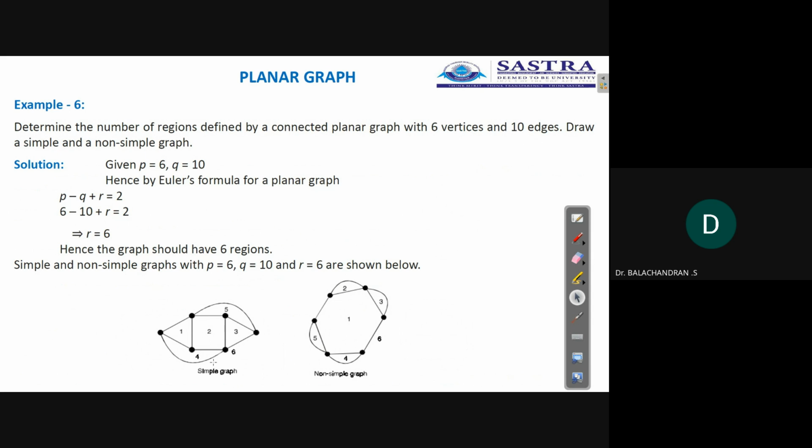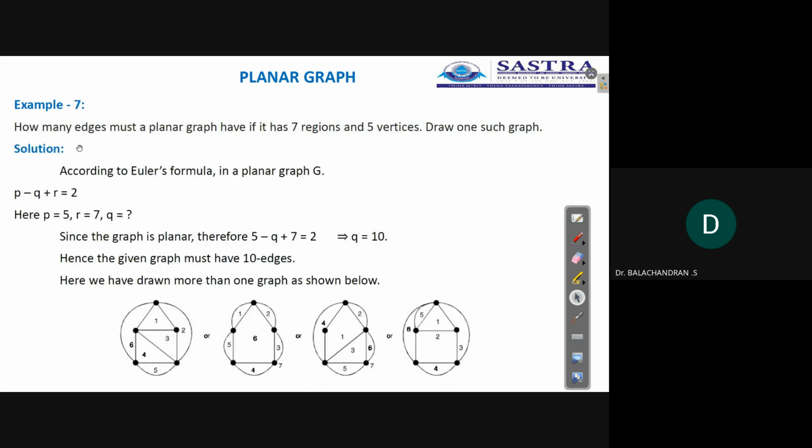Simple graph means there are no parallel edges and there is no loop. Non-simple graph means the loops and the parallel edges are allowed. Here they are using parallel edges. So this and this are parallel edges. This and this are parallel edges. Similarly here, this and this are parallel edges. So you can check it. How many vertices? 6 vertices. Check the number of edges, and the regions: 6 regions. 1, 2, 3, 4, 5. Sixth one is the infinite region.